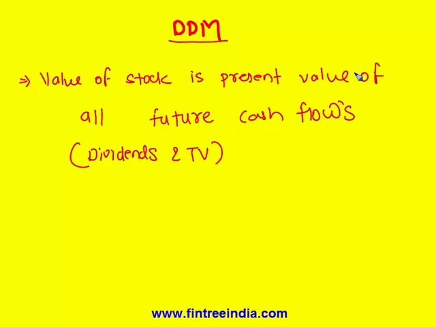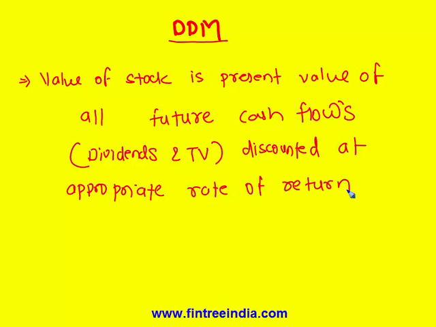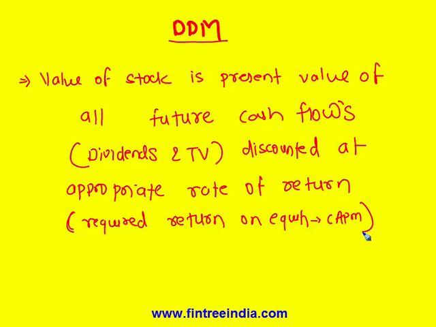So value of stock is present value of all future cash flow, dividends and terminal value, discounted at appropriate rate of return. In bracket you would say required return on equity. So one of the ways of calculating that is CAPM. So the cost of equity that we get from CAPM, that would be used to discount all the present value of future cash flows. Are we doing fine?